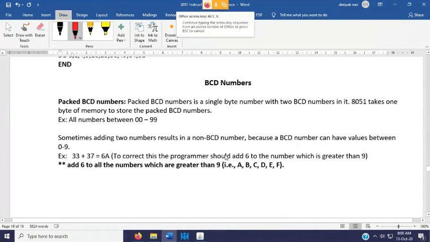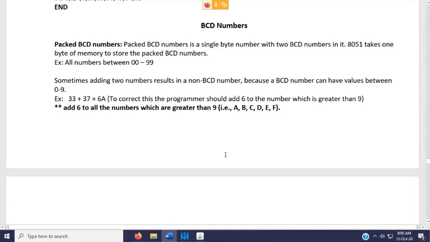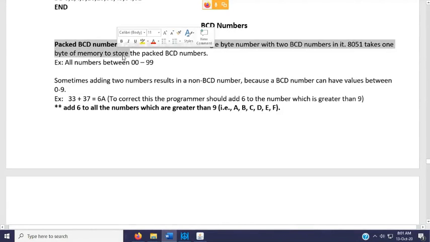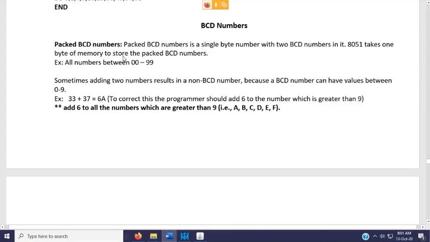Now, this is an important feature because even in 8085 this particular feature is there. That means how to handle BCD numbers in microprocessors or microcontrollers.